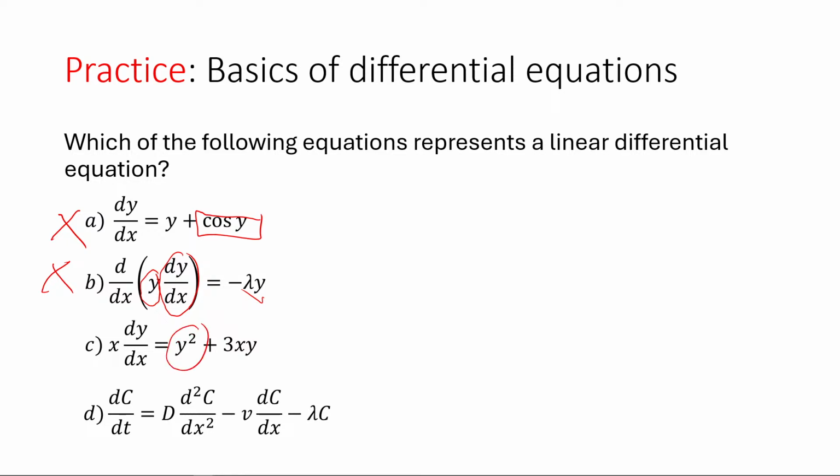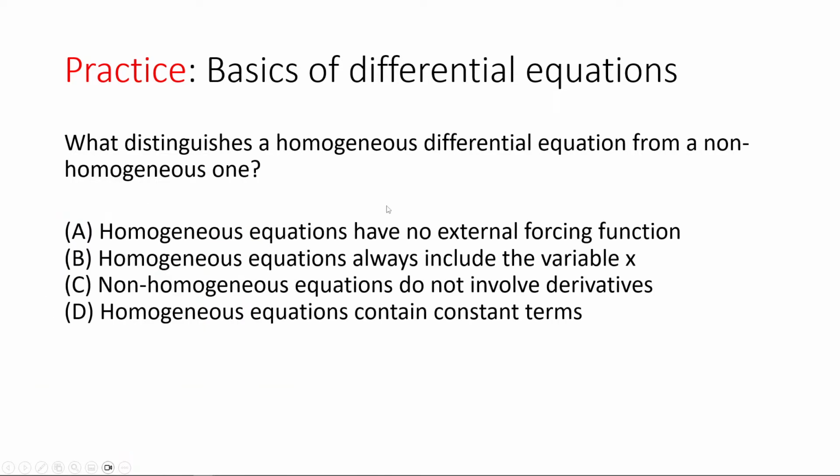How about this guy here? Yes, so this is linear. This is a constant. This is linear second order. Again, this is a constant. This is linear, and this is linear. So this is the linear one, and all these others are not linear. Okay.